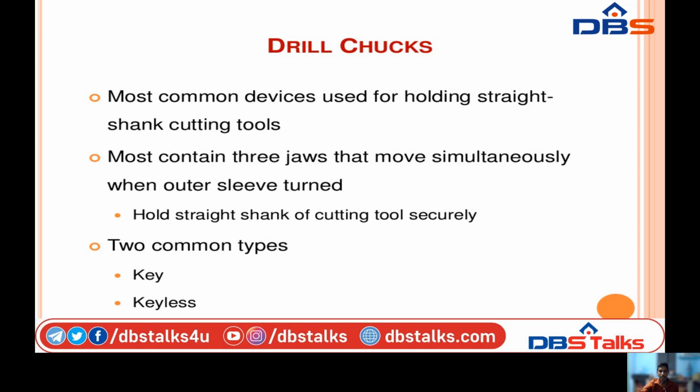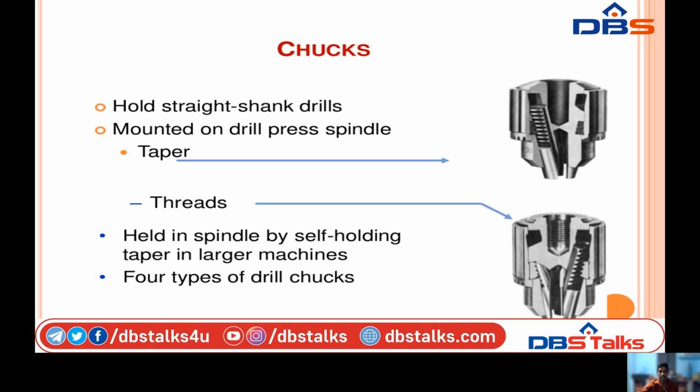Drill chucks. These are the most common devices used for holding straight shank cutting tools. They contain three jaws that move simultaneously. We already know what a three jaw chuck and a four jaw chuck are. Three jaw is dependent, four jaw chuck is independent. Two common types are chucks with key and without key. Most straight shank drills are mounted on the drill press spindle tapered. Here I am showing the taper operation. Threads. Producing internal threads is nothing but tapping.